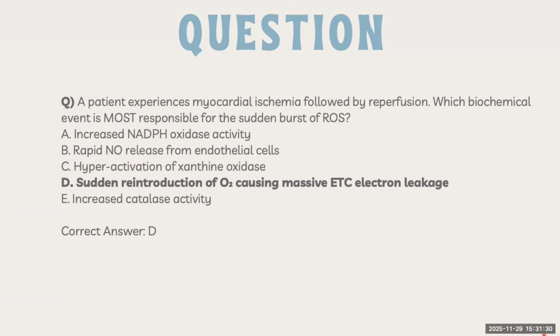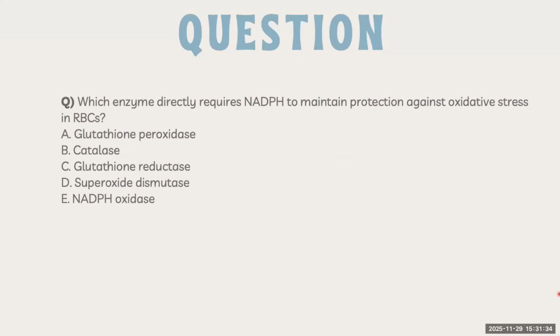All right. Next question. Which enzyme directly requires NADPH to maintain protection against oxidative stress in RBCs? A. Glutathione peroxidase, B. Catalase, C. Glutathione reductase, D. Superoxide dismutase.